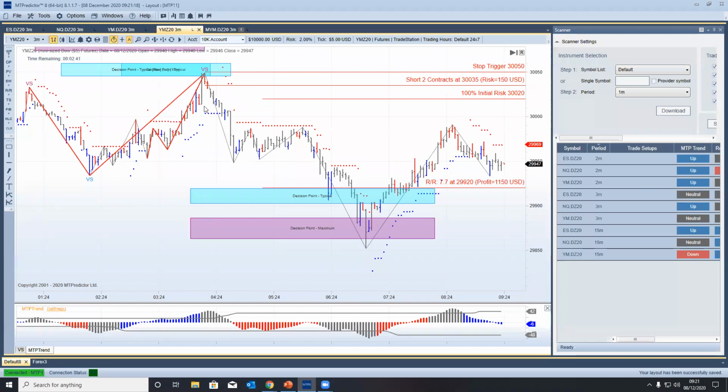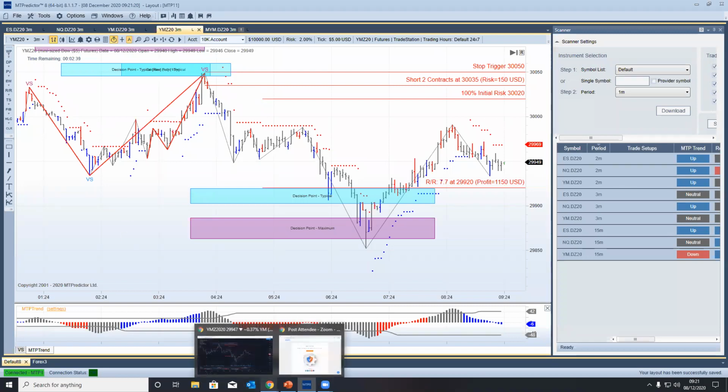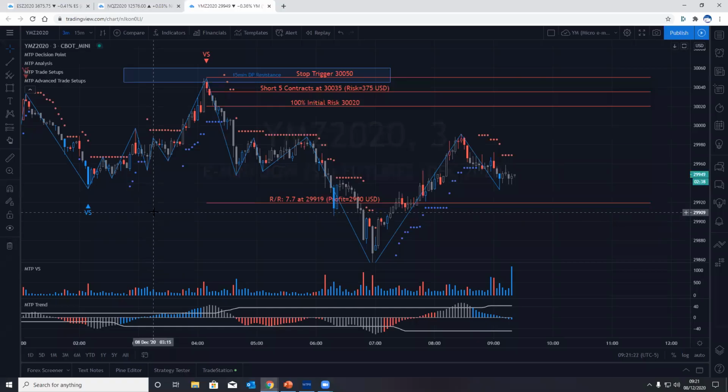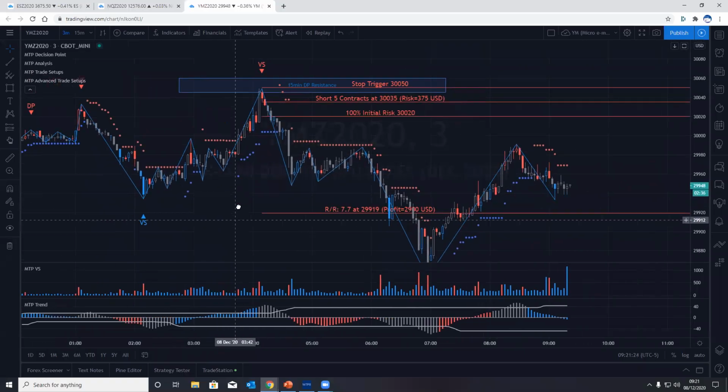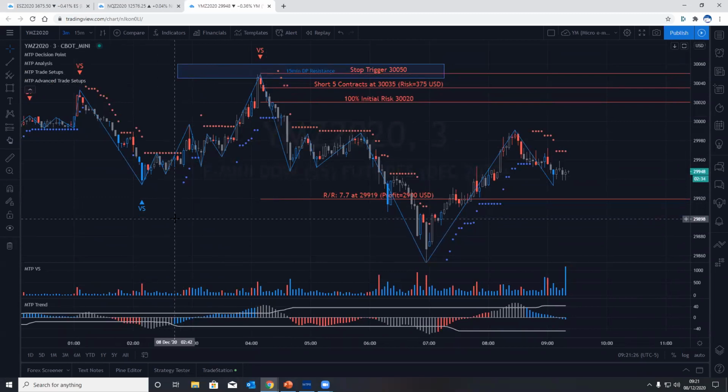So are there any questions on the VS setup? And perhaps from anyone who's new to our TradingView add-ons, are there any questions on using our TradingView add-ons while we've got me here at the moment? So any questions on the VS setup, or indeed using the TradingView add-ons at the moment?